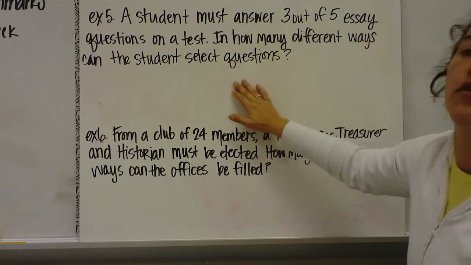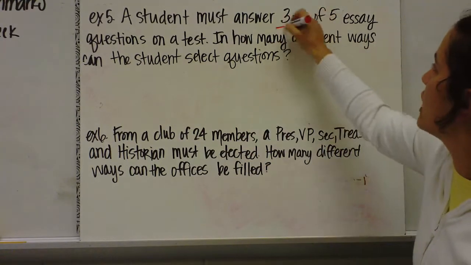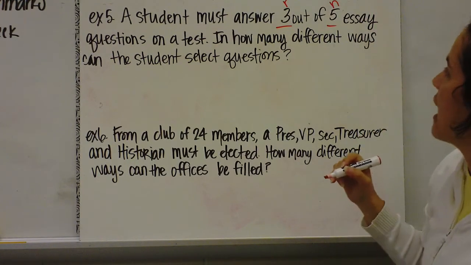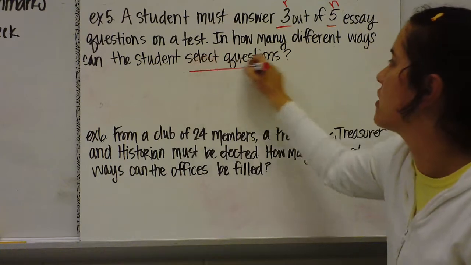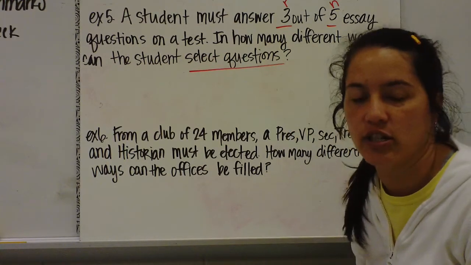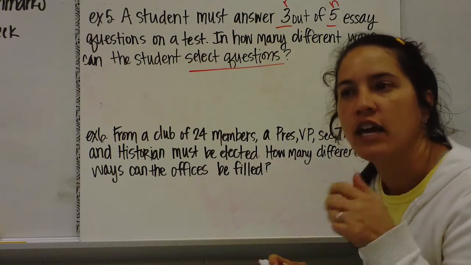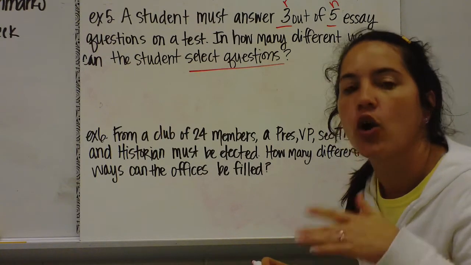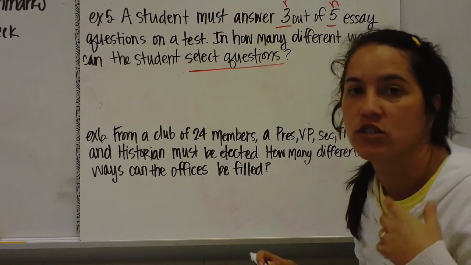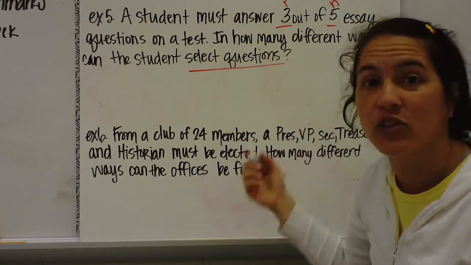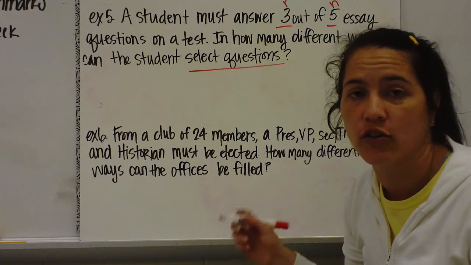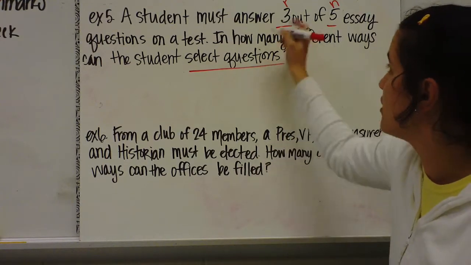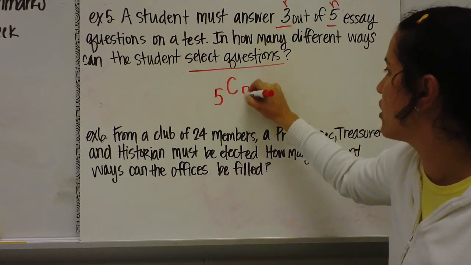Okay? So number 5, a student must answer 3 out of 5 essay questions on a test. So here's your R and here's your N. In how many different ways can the student select questions? So is this a permutation or combination? Is order important? You have to decide. If a student is choosing 3 essay questions, does it matter which essay question is first, second, or third? Or just does it matter that the student chooses 3? And order does not matter. The teacher doesn't care who's first, second, or third, or which question. The teacher just wants to make sure they choose 3. So this is going to be a combination. 5 items with 3 at a time.